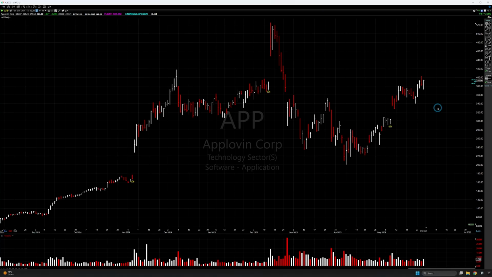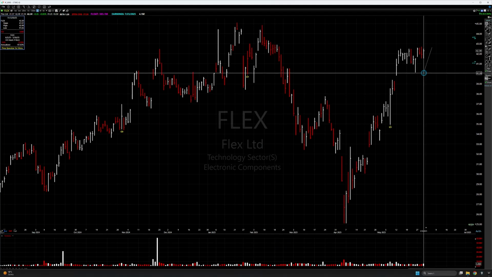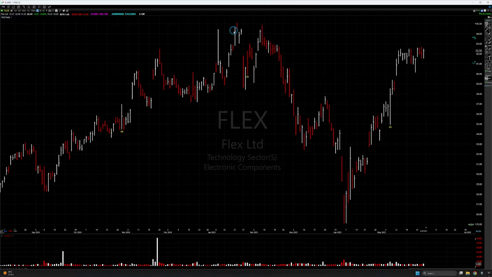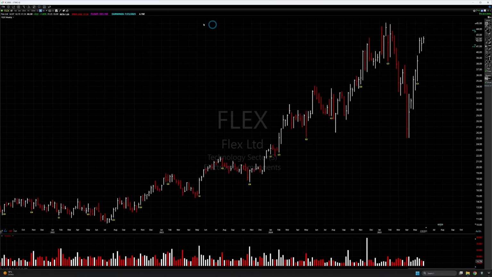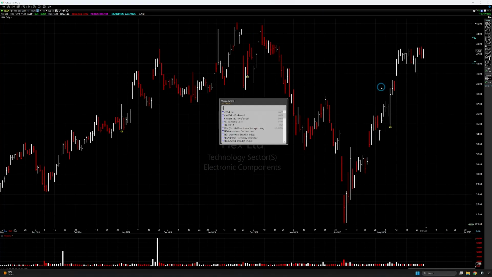What else? We have Flex, electronic components, a little bit wider here on the stop, about 6%. Next resistance coming in right immediately here at the highs, but then it's clear skies. There's absolutely nothing above it. So we have this one, and then we have toy.